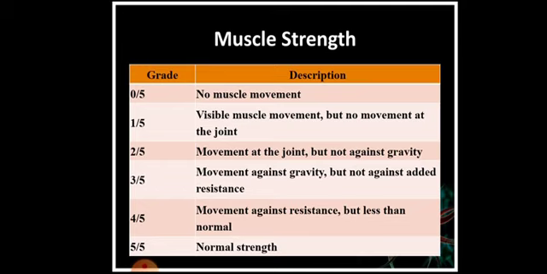Tomorrow I will ask. Definitely the muscle strength grading: 0 by 5 means no muscle movement. 1 by 5, visible muscle movement but no movement at the joint. 2 by 5, movement at the joint but not against gravity. 3 by 5, movement against gravity but not against added resistance. 4 by 5, movement against resistance but less than normal, and 5 by 5, normal strength.